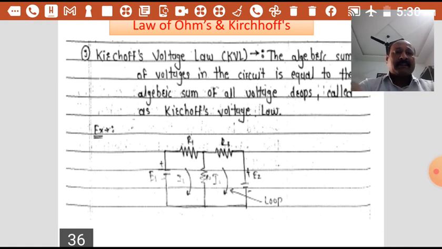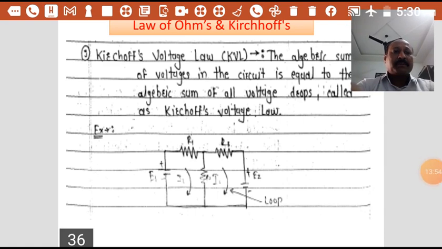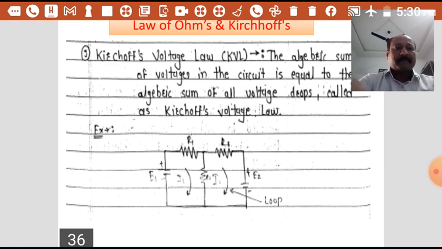See the statement of Kirchhoff's voltage law. The algebraic sum of voltages in the circuit is equal to the algebraic sum of voltage drops, called Kirchhoff's voltage law. To understand the statement of Kirchhoff's voltage law, we have a simple circuit.